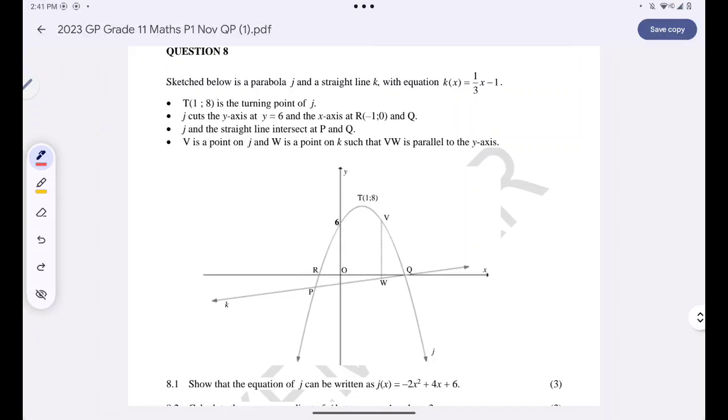Hi everyone, I'm doing video number 8, guys. It simply means I'm doing the 8th question from the Grade 11 Mathematics Paper 1, which was written in the province of Gauteng in the year 2023.